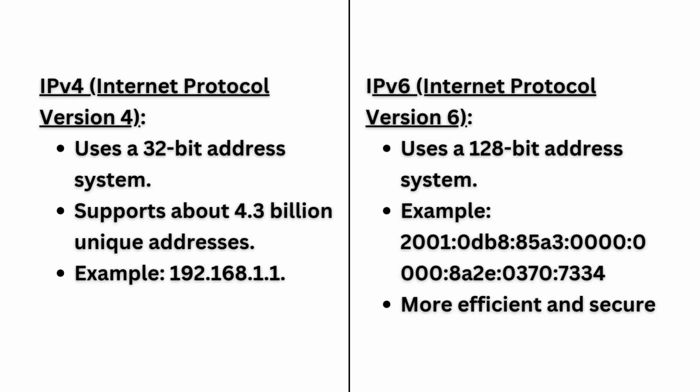IPv6 is a solution to the address shortage. So IPv6, which is Internet Protocol version 6, uses a 128-bit address system. Now, once our data packets have their source and destination address, the next challenge is figuring out the best path to their destination, which is called routing. Routers are the heroes here. Think of them as traffic managers ensuring packets take the fastest and most efficient routes.